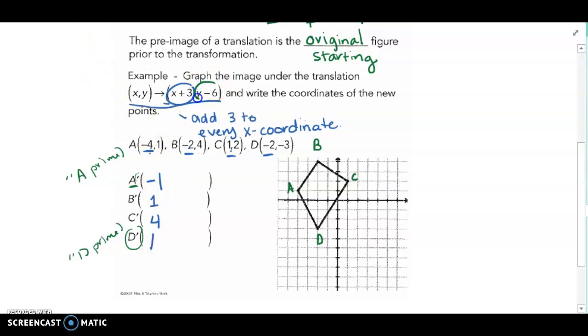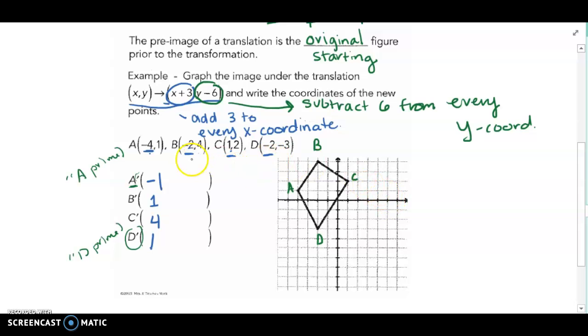Okay, now the y minus 6 tells us that we are going to subtract 6 from every y coordinate. Once again, our y coordinates are listed second. So 1 minus 6 would be a negative 5. 4 minus 6 would be a negative 2. 2 minus 6 is a negative 4. And negative 3 minus 6 is a negative 9.